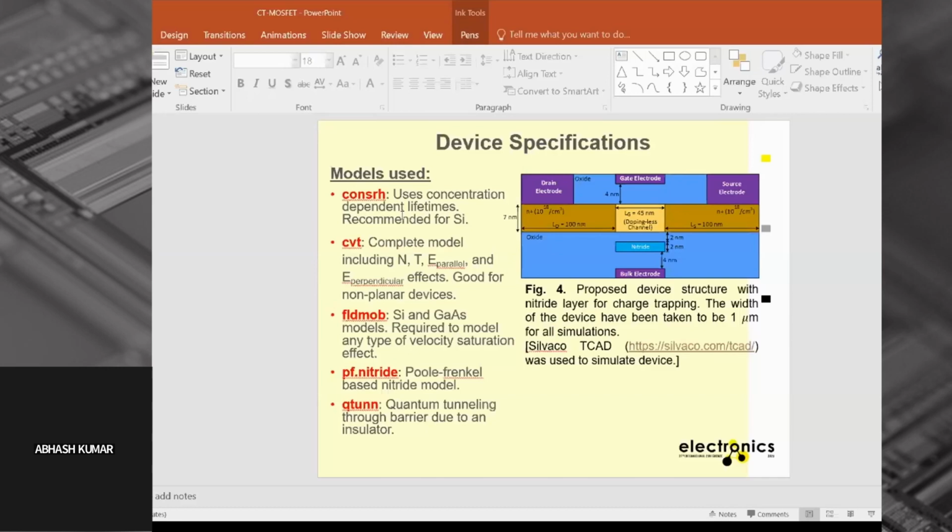There are different models used in Silvaco TCAD to simulate different sorts of devices depending on their functionality. So we have the Conmob model, which is recommended for silicon. CVT is used to model parallel and perpendicular fields inside the device. And similarly, FLD mobility for silicon, and again, these are all the recommended models in the Silvaco TCAD documentation. And PF.nitride is used to model the charge trapping within the nitride layer. And quantum tunneling is used to carry out that tunneling from the bulk electrode to nitride. How this is performing, we will see in the upcoming slides.